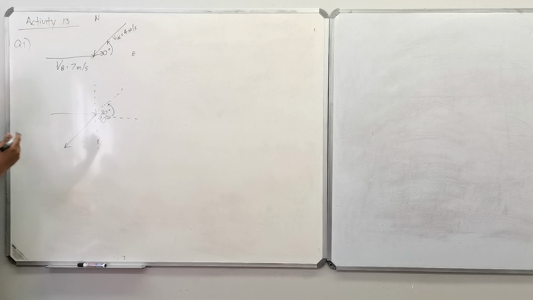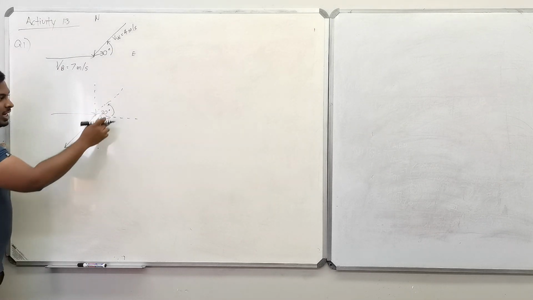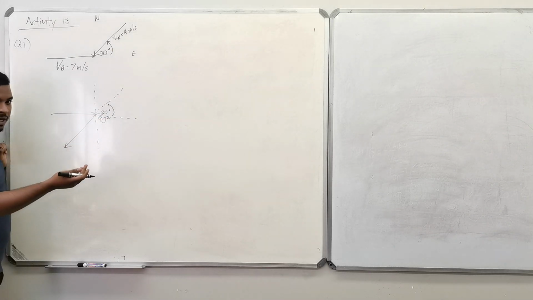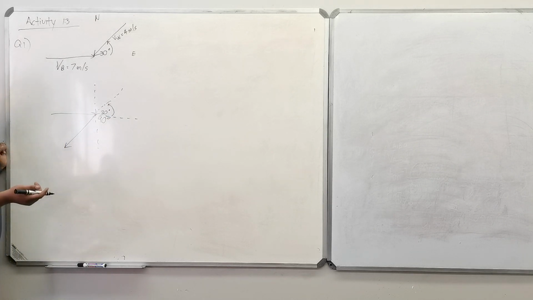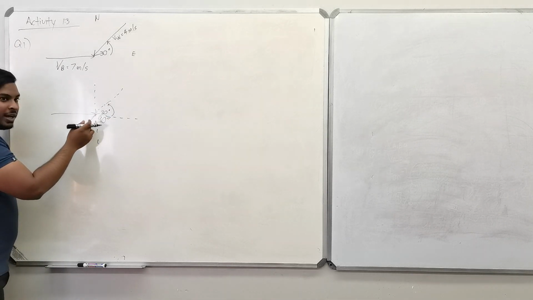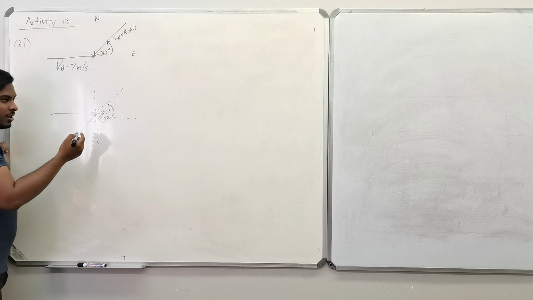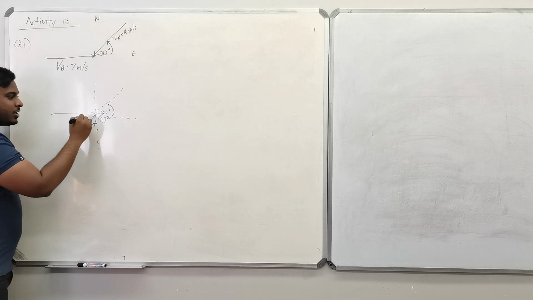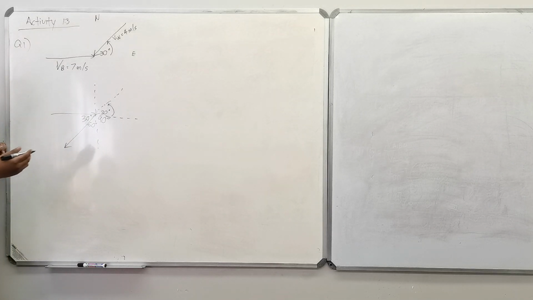So the remaining part should add up to what? 180. This entire line, because it's a straight line, should add up to 180. 90 plus 30 is 120. So 180 minus 120 will be 60. So this part here will be 60. Your 30 degrees would be there.